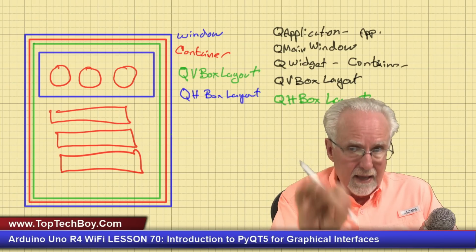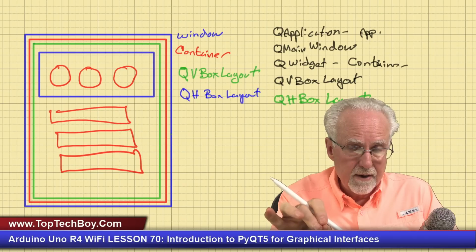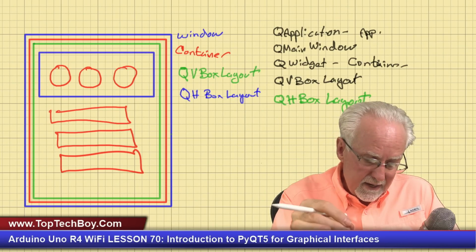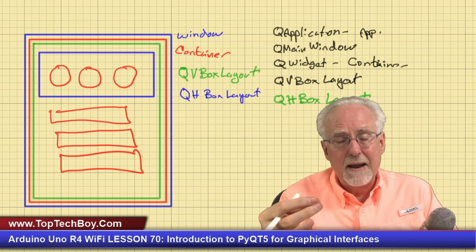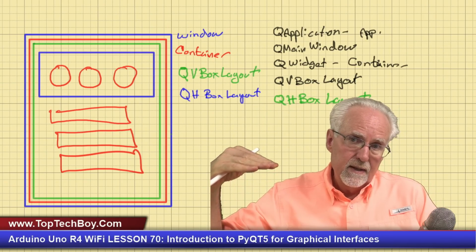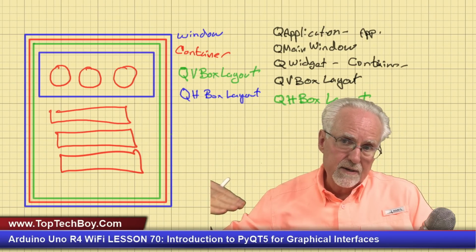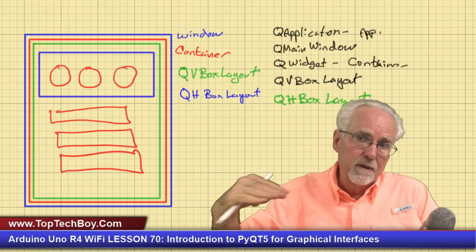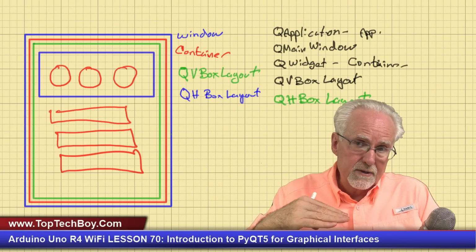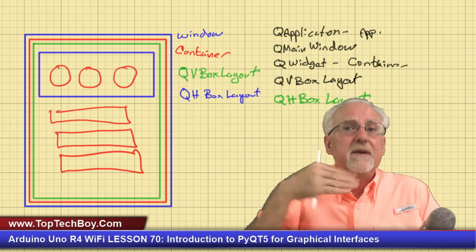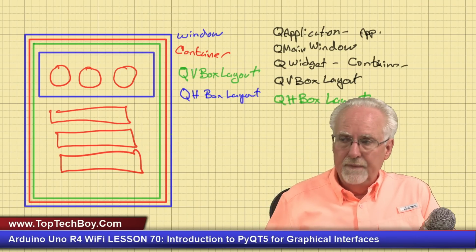So I have a layout box that's horizontal inside of a layout box that's vertical, which is inside of my container, which is inside of my window. So I have window, then I've got my container, then I've got my vertical layout box, and inside of my vertical layout box, I put multiple horizontal layout boxes, but I don't put a layout box and a layout box and a layout box. Only one level of nesting on the layout boxes.